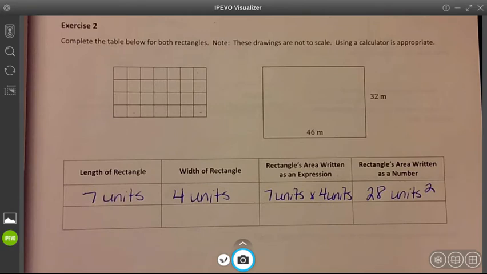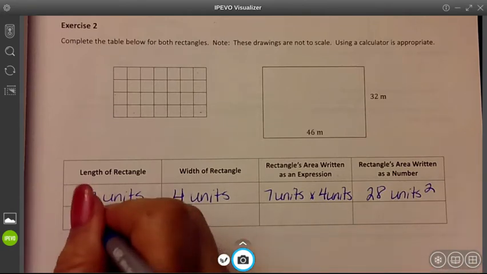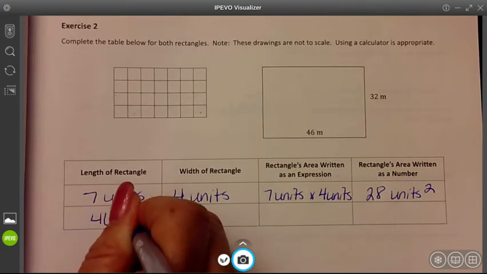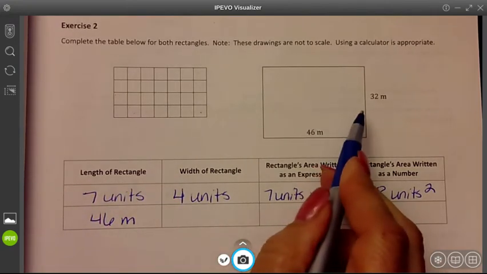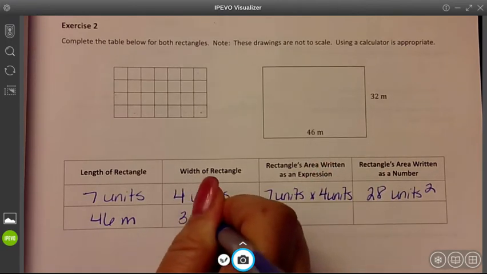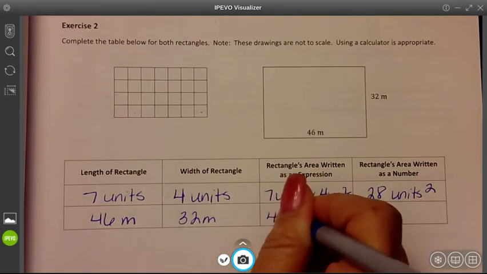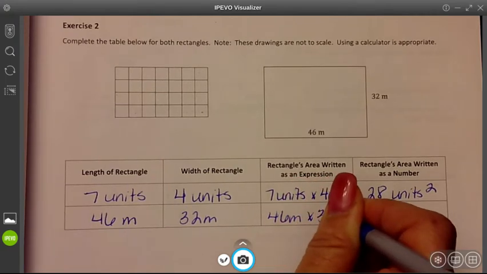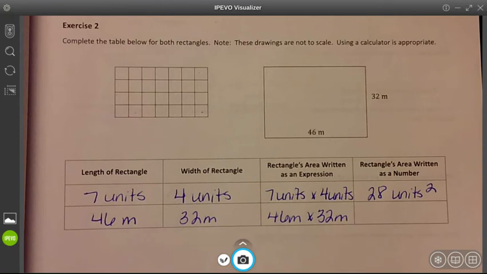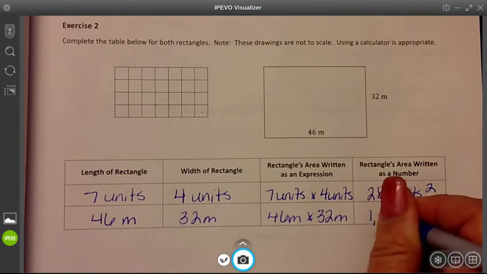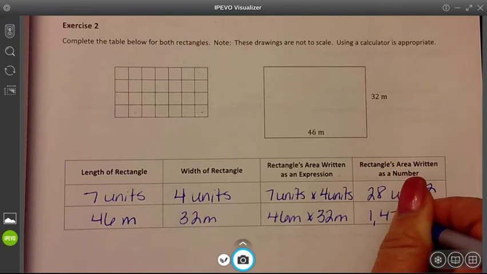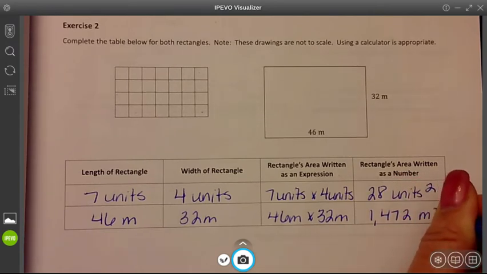Now the second one, you're going to use a calculator. The length is 46 meters. The width is 32 meters. We would write 46 meters times 32 meters as our expression. Then to write it as a number, we need to do the math. So you're going to do 46 times 32, and we will get 1,472 meters squared.